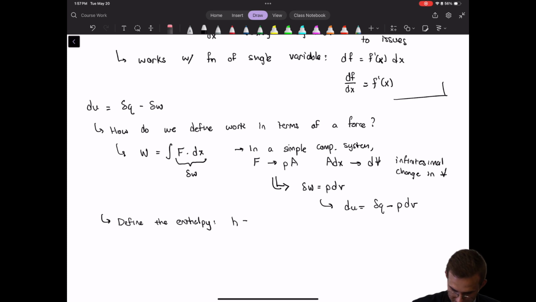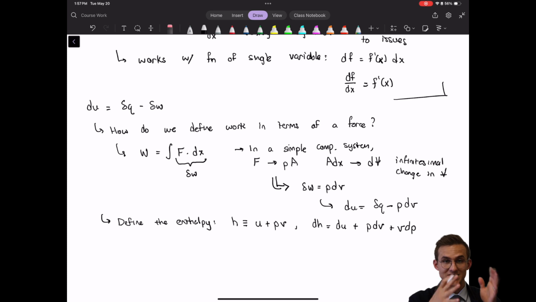So the enthalpy is defined in the following way, where we take U plus PV. Okay? So if we take the total differential of that, we get dH is equal to dU plus P dV plus V dP. That's just chain rule. Okay? So if you take the total differential of PV, you get P dV plus V dP.